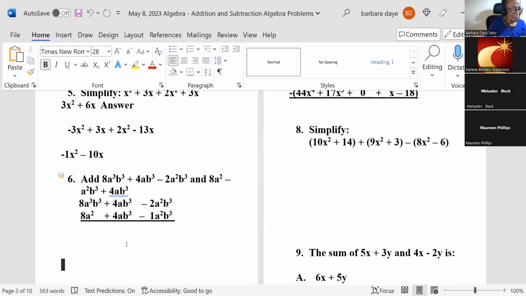Remember, you combine like terms. So if a term only appears once, you just bring it down. Write it across on that one term.